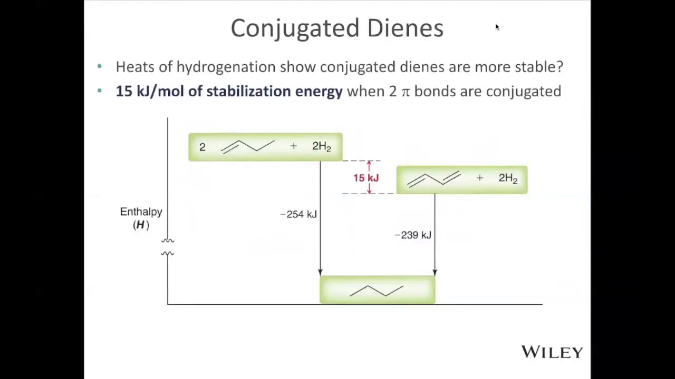So evidence that helps determine the fact that these conjugated dienes are more stable comes from heats of hydrogenation. The heat of hydrogenation is the energy given off when we add hydrogen across a double bond. An isolated alkene here, taken twice, it is 254 kilojoules of energy given off when that becomes the alkane. Whereas if we have the conjugated diene here, again, that's two alkenes just like this, so they're equivalent, but this one is conjugated, we actually have only 239 kilojoules per mole given off. So there's a 15 kilojoule per mole stabilization energy when the bonds are conjugated.